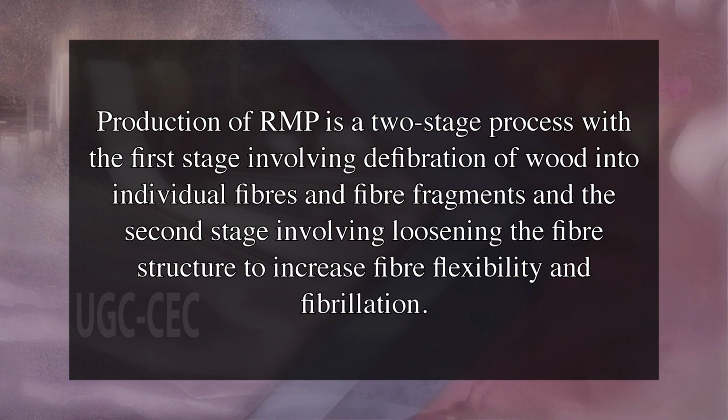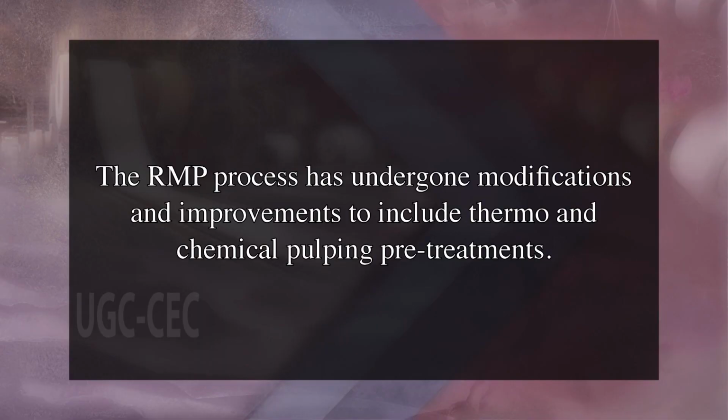Production of RMP is a two-stage process, with the first stage involving defibration of wood into individual fibers and fiber fragments, and the second stage involving loosening the fiber structure to increase fiber flexibility and fibrillation. The RMP process gives rise to a long fibered pulp which is stronger, freer, bulkier and darker compared to the conventional SGWP. The RMP process has undergone modifications and improvements to include thermo and chemical pulping pretreatments.